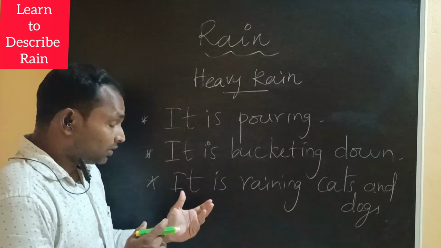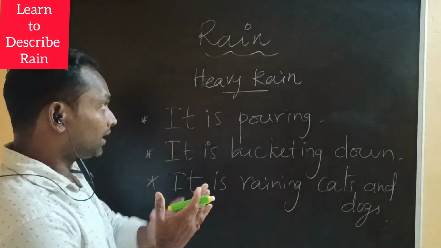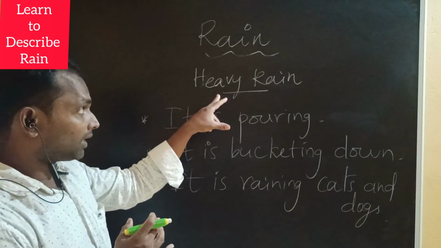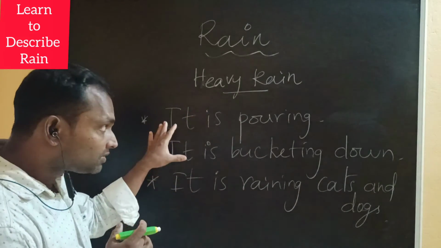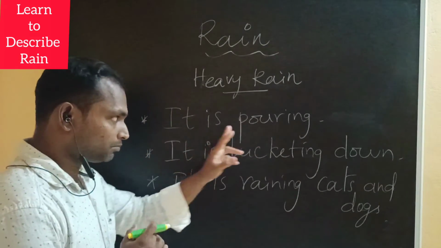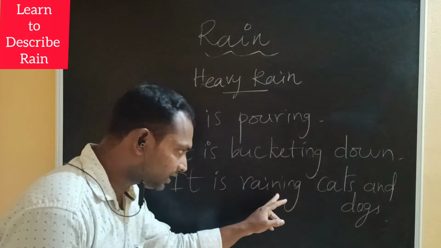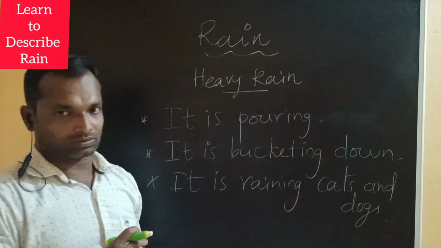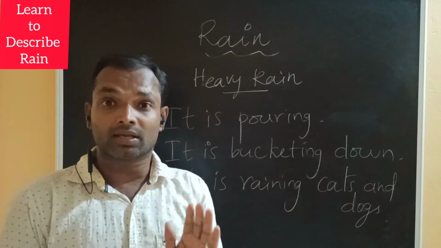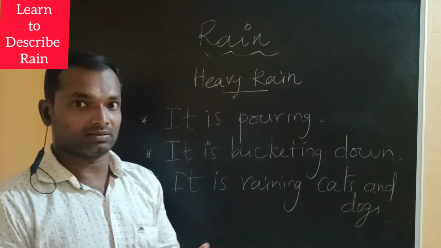So if you want to describe heavy rain, then you can use these three sentences. It is pouring, it is bucketing down, it is raining cats and dogs. Particularly this one is used for unusual and unbelievable rain.